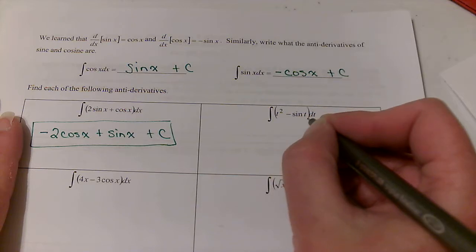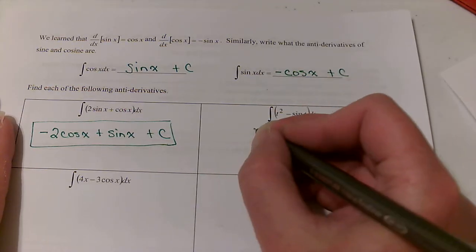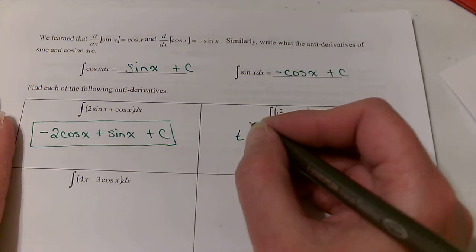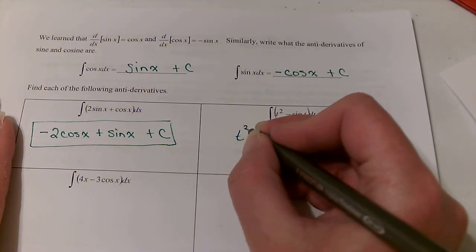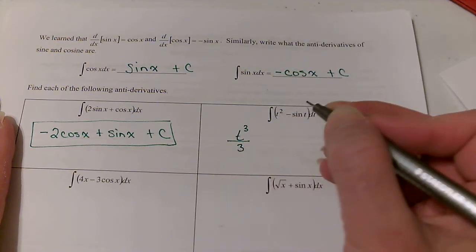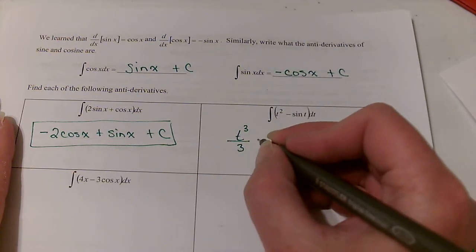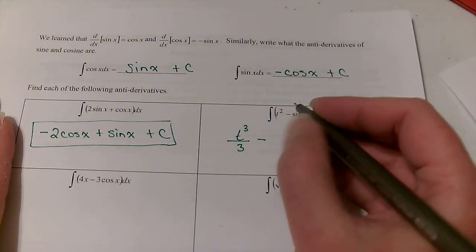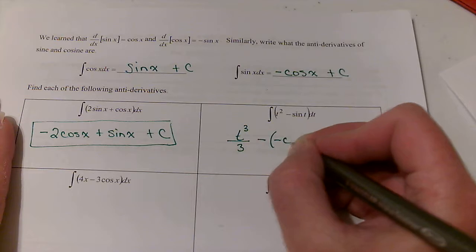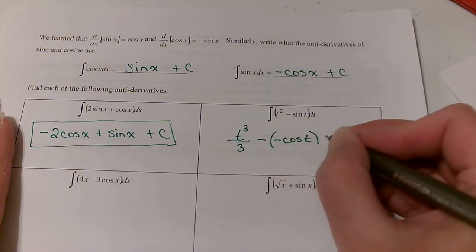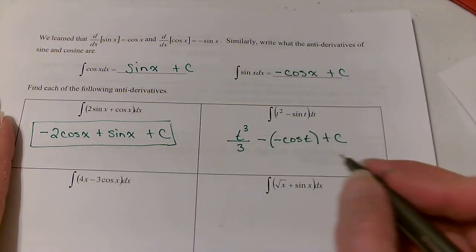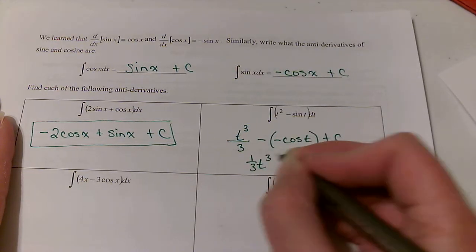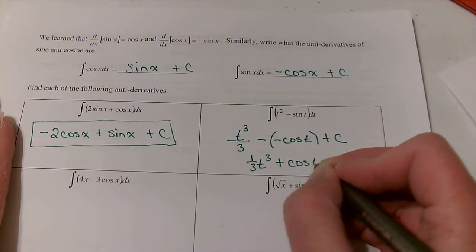Now t squared minus sine t. So this is going to have the power rule, anti-power rule at that, minus the antiderivative of sine, which was negative cosine, plus c. I can make that prettier: 1/3 t cubed plus cosine t.